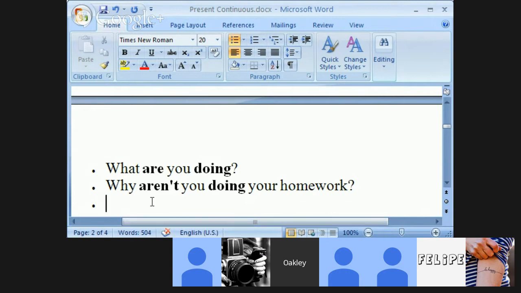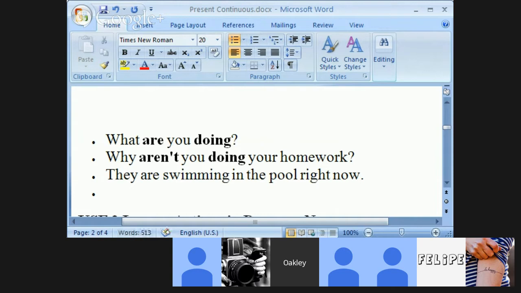So, forming a very basic sentence with present continuous. Felipe, I'm going to start with you. Can you create a sentence that talks about, well, right now? They are swimming in the pool. Swimming in the pool right now. Sure. Okay. Very good. They're swimming in the pool right now. Perfect. Should be able to zip through this.